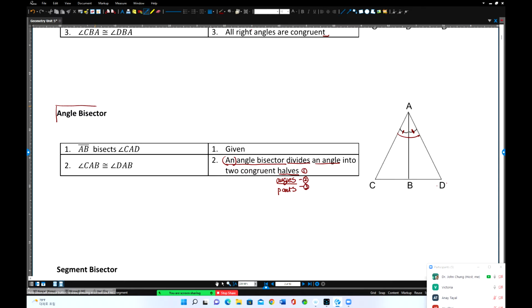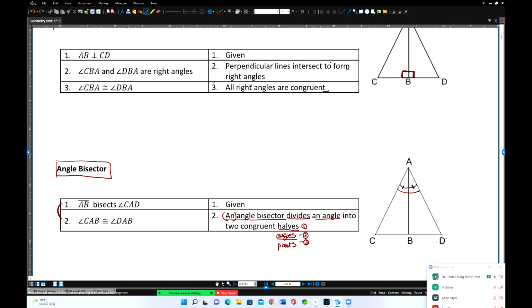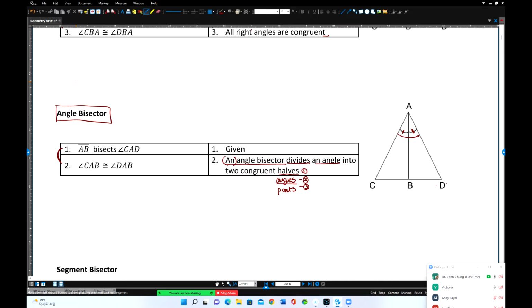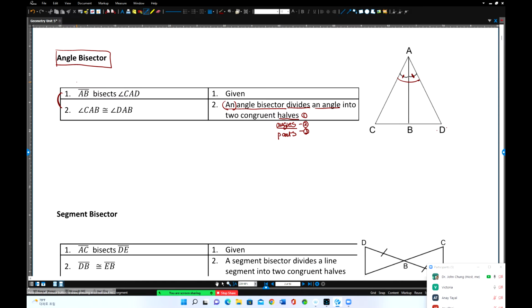This is angle bisector. Angle bisector is only two steps. Perpendicular line is what? Three steps. Don't make it two steps. Don't jump from one to three directly. We're going to go one to two, two to three. Perpendicular, three steps. Angle bisector, two steps. Are you okay with this? You have to memorize.